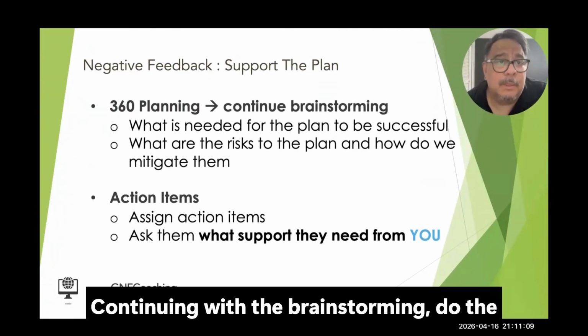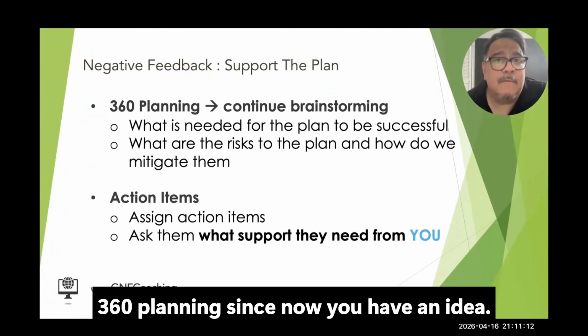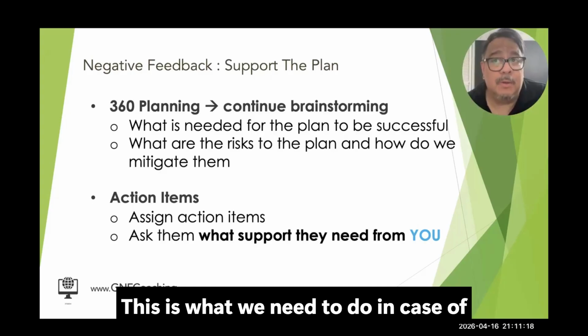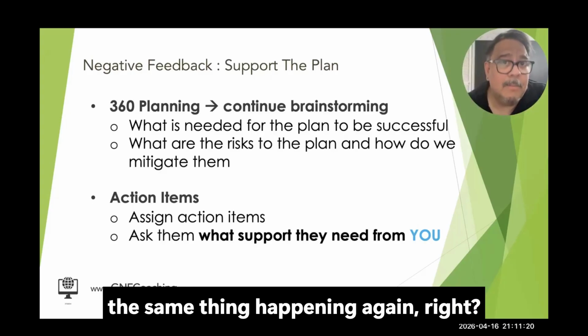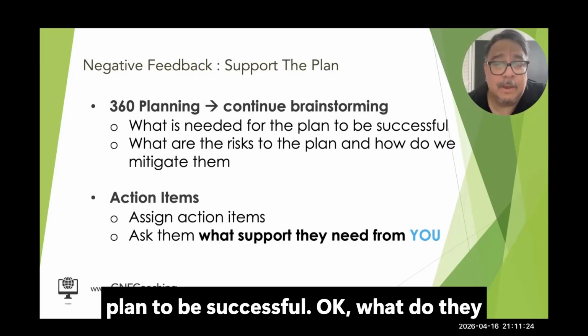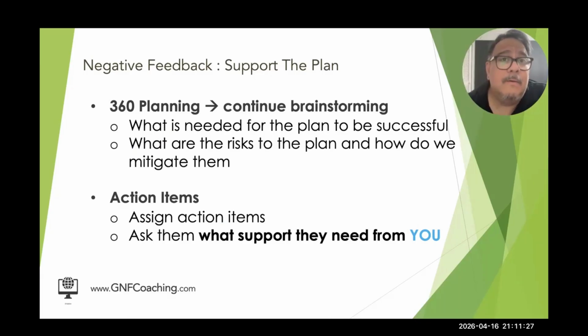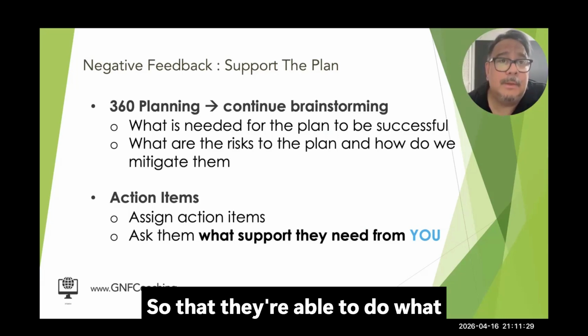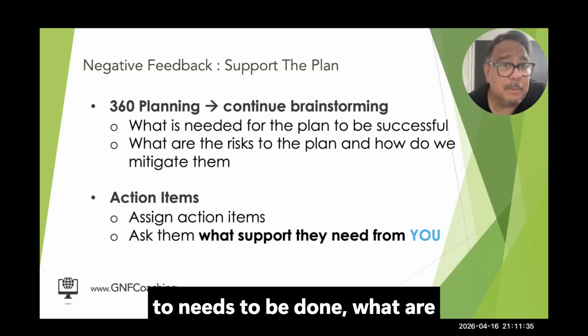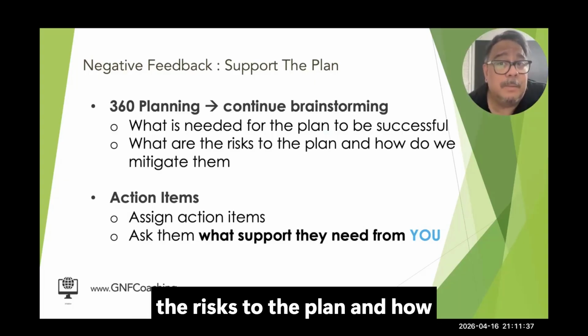Continuing with the brainstorming, do a 360 planning. Since now you have an idea of the plan, this is what we need to do in case of the same thing happening again, right? You need to ask what is needed for the plan to be successful, okay? What do they need so that they're able to do what you guys agreed needs to be done? What are the risks of the plan and how to mitigate them, right?